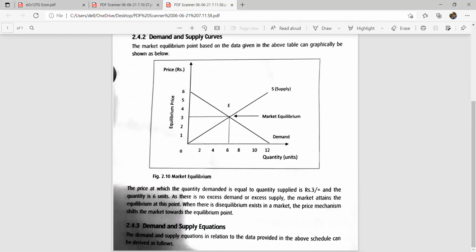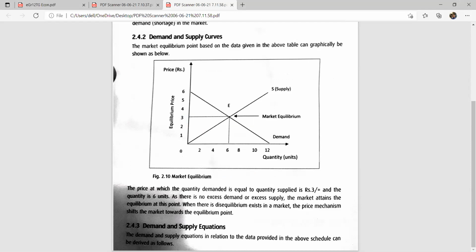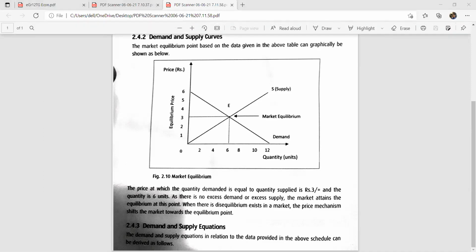Demand and supply equations. So the equilibrium can be illustrated through a demand and supply equation. Here we just construct a demand and supply equation, and we can find the equilibrium when we simplify these equations. So I'll show you, it is in the next one.